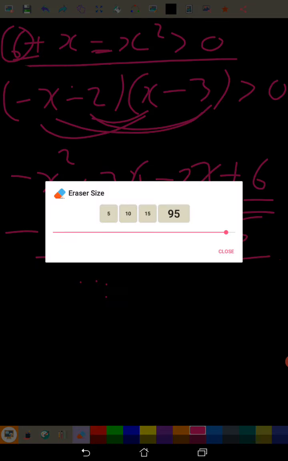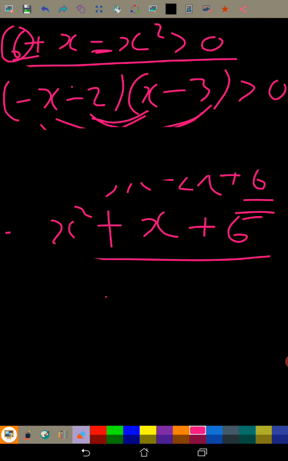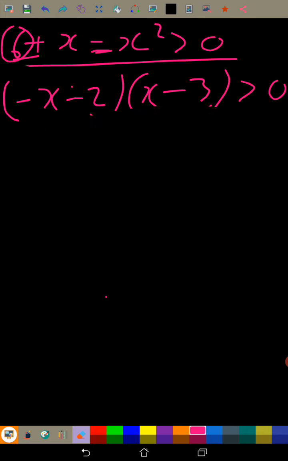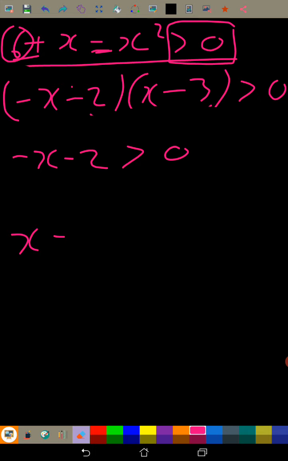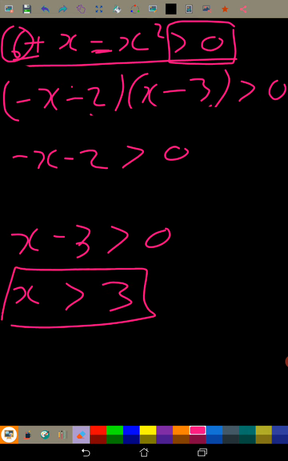So let's clear everything that will disturb us. We're going to sketch this curve, and then we're going to see where it's above 0. So how do we do this? We have two inequalities. We have this, and we have that. Let's start with this one. This one is easy. We just send this over there. We have x is greater than 3.